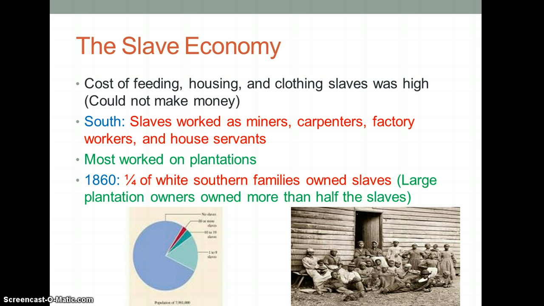In the South, the slaves worked as miners, carpenters, factory workers, and even house servants. But most worked on plantations. In 1860, 1/4 of white Southern families owned slaves. Large plantation owners owned more than half the slaves, though.